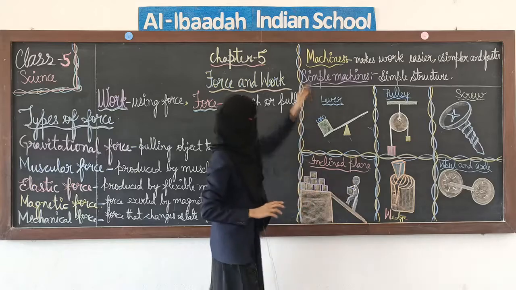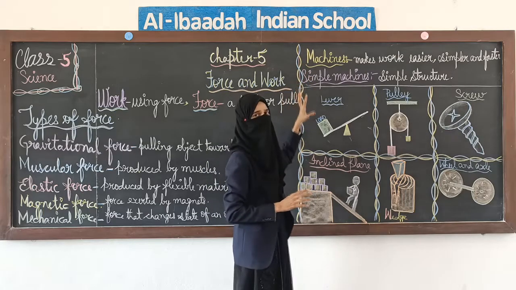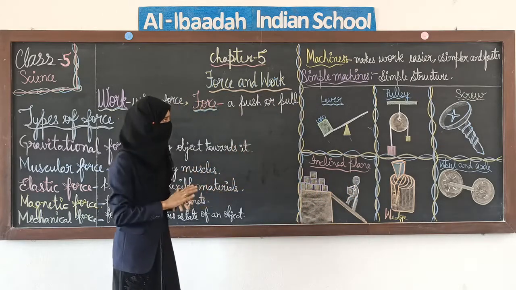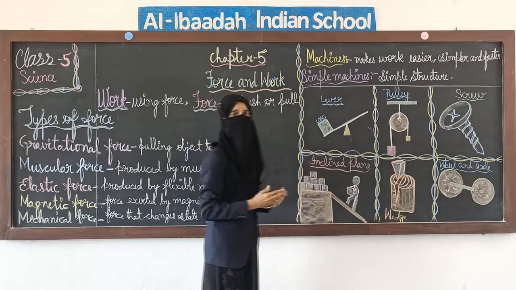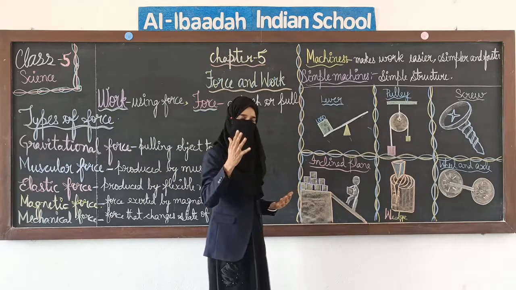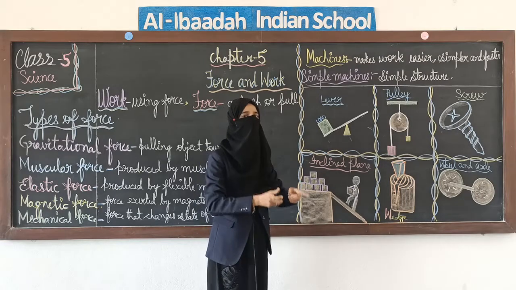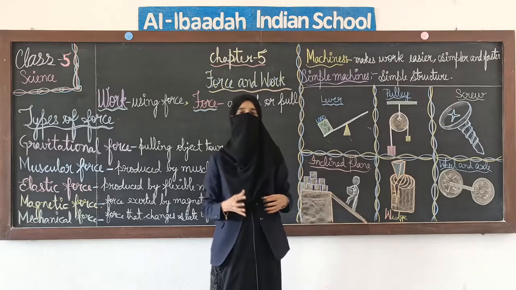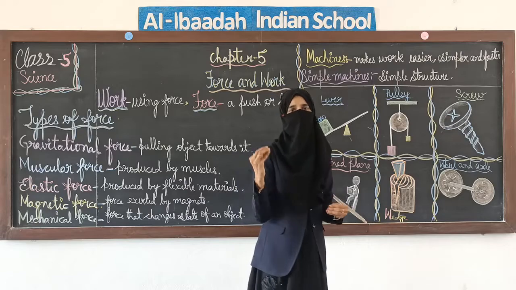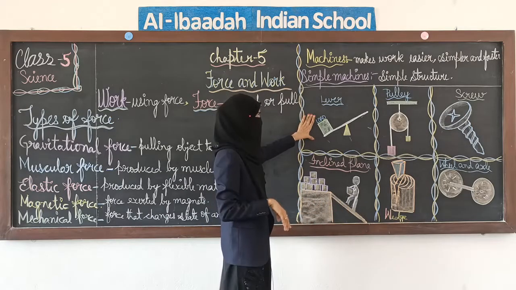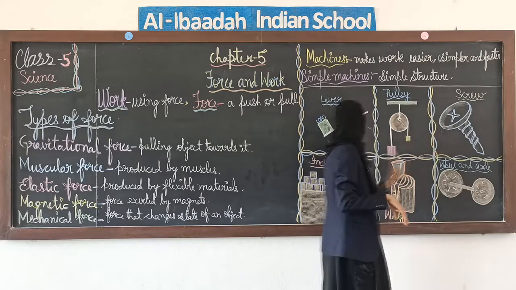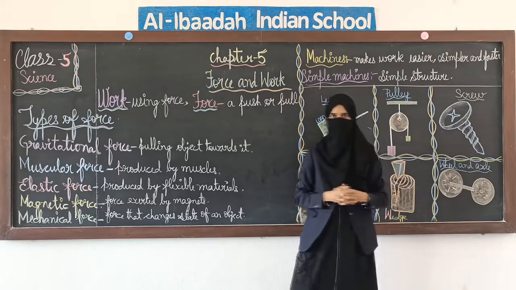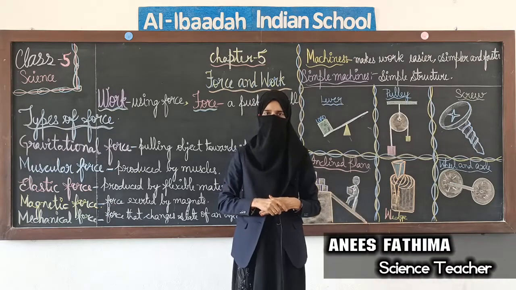And next is machines. Machines are those devices which make our life easy, like they make our work easier, simpler and faster, and they make our efforts very low. We need not put more effort on it. And next is simple machines. Simple machines are those devices which are made up of simple structure, and they follow basic principles, like lever, pulley, screw, inclined plane, wedge, wheel and axle. I hope you all have understood what I taught you today.